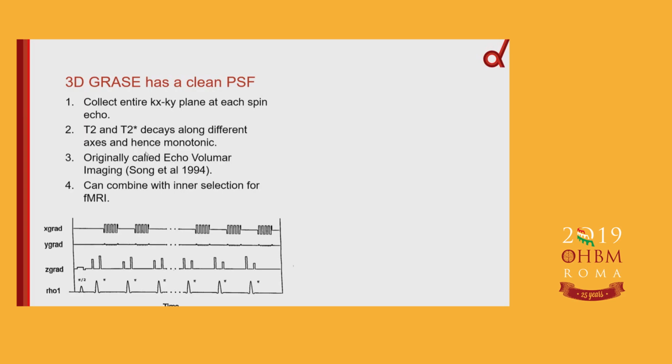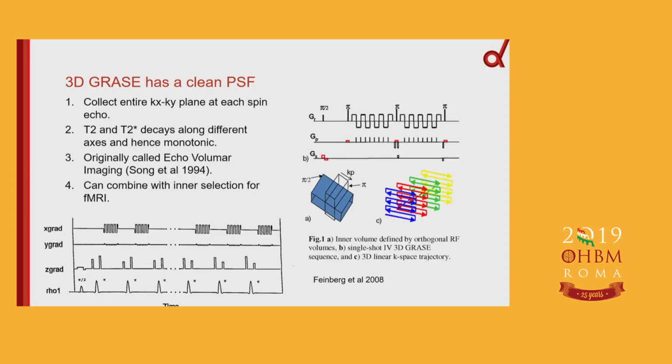Originally, when this was first proposed in '94 by Song et al., it was known as echo volumar imaging, which was an analogy to Peter Mansfield's EVI, a true single-shot 3D gradient echo sequence. In its more modern manifestations, David Feinberg, who proposed the original 2D GRASE sequence, also proposed this sort of inner volume approach for doing high-resolution fMRI.